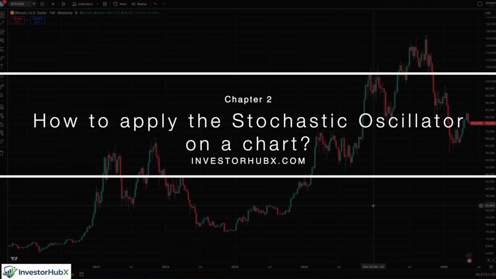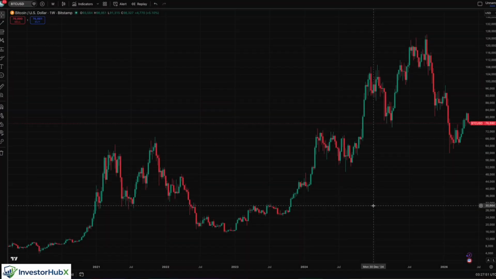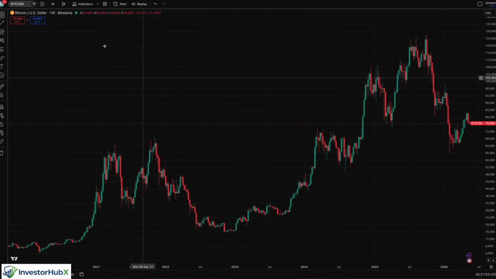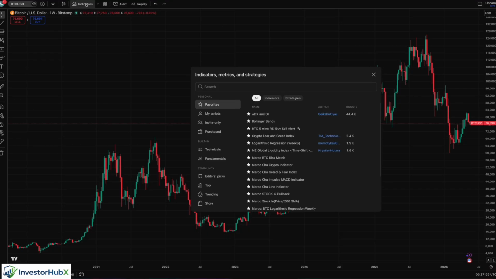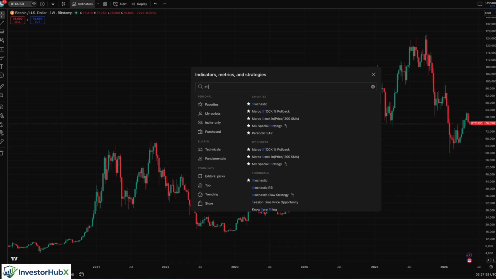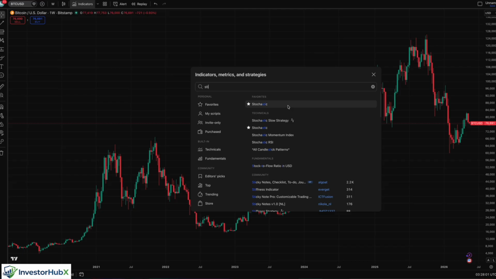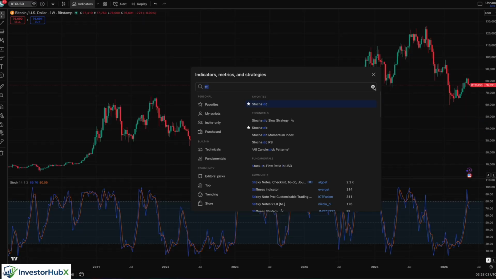So, how do you apply the stochastic oscillator to your chart? First, head over to the Indicators tab at the top of the chart. Next, type STI into the search bar and select the stochastic oscillator. The indicator will then appear at the bottom of the chart.